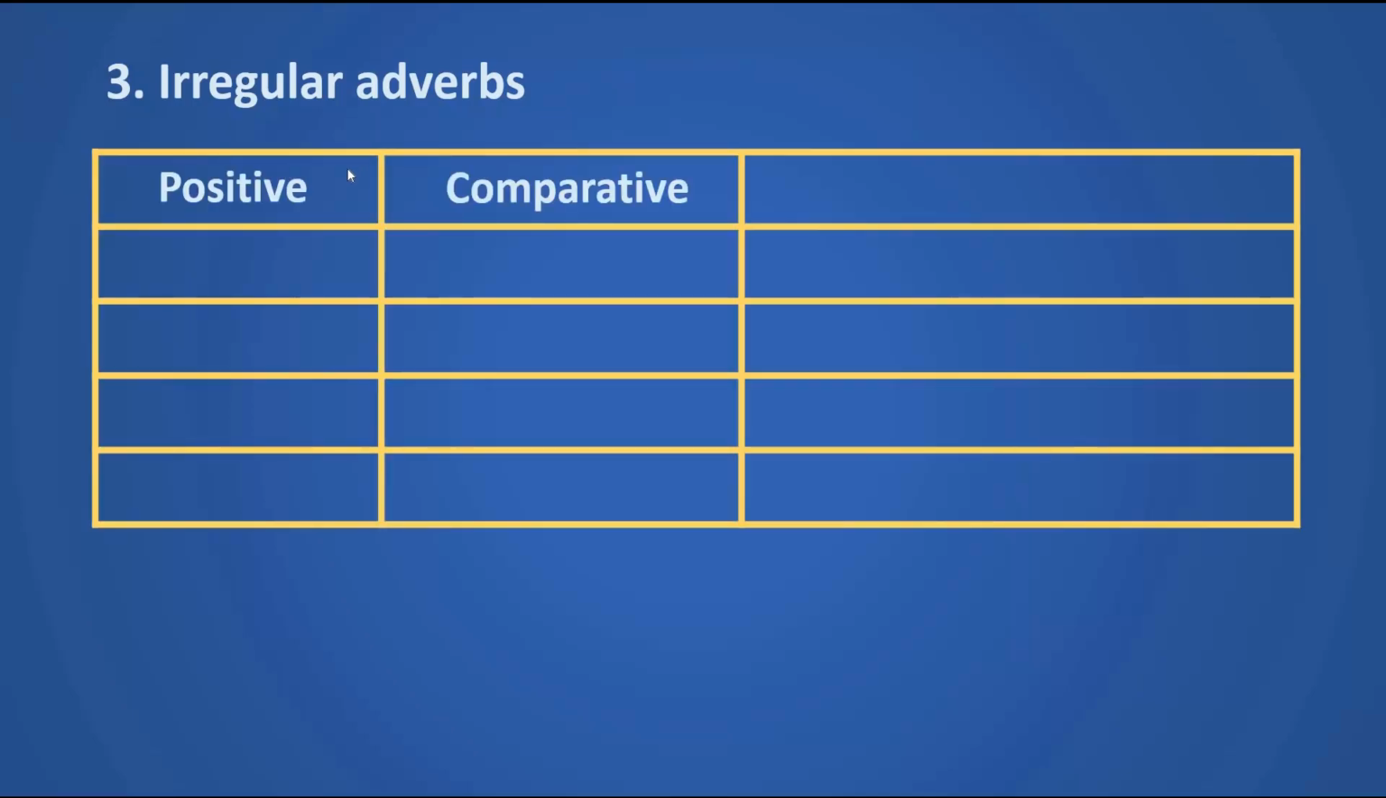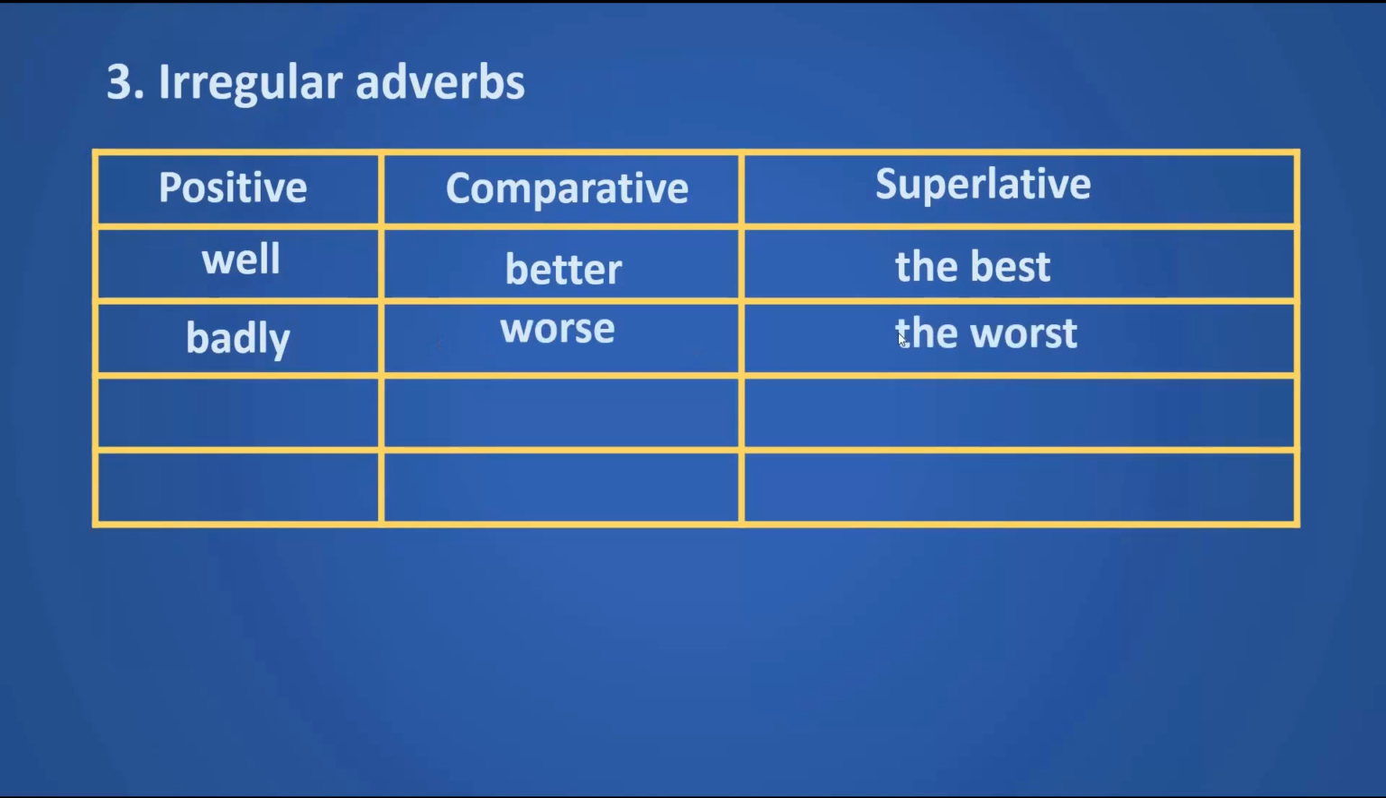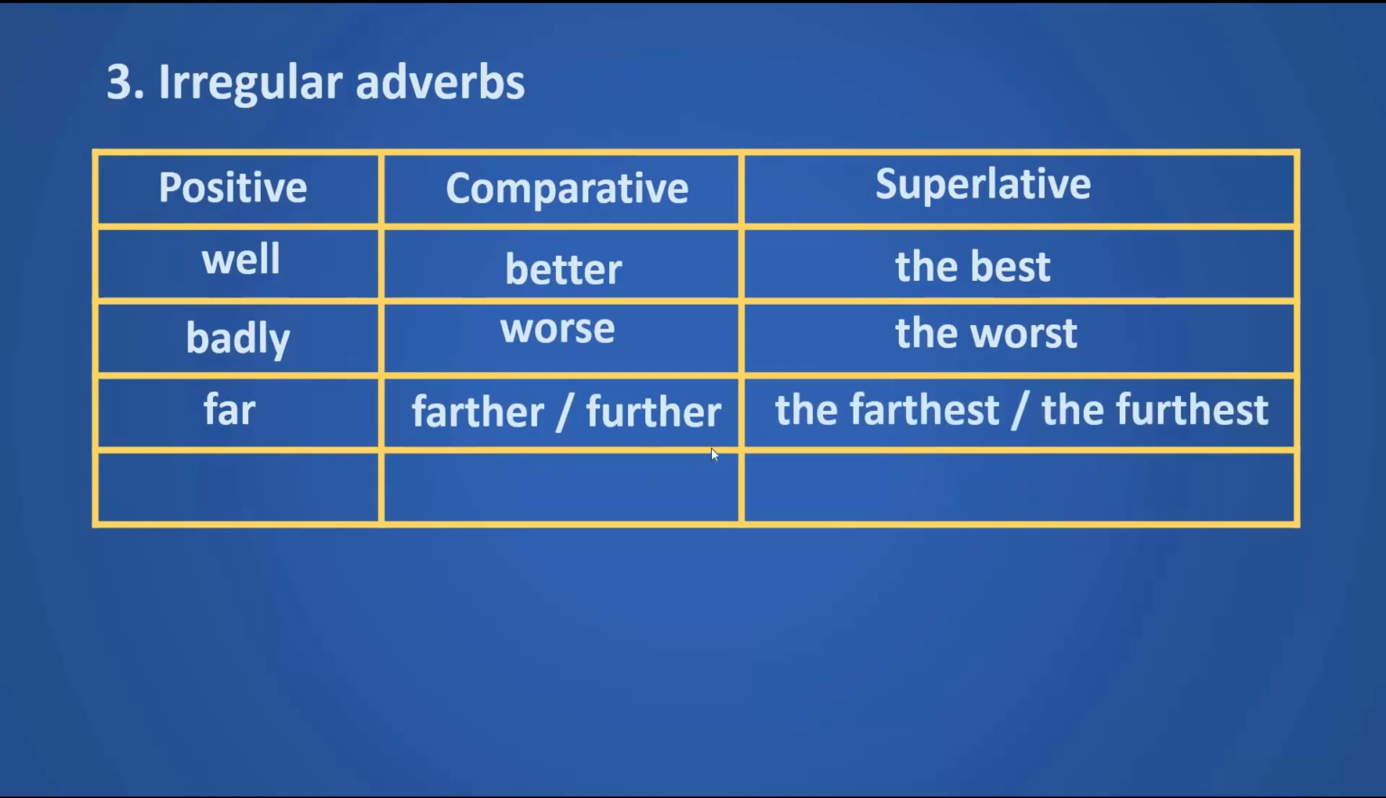Number 3, irregular adverbs. Let's look at the table. Positive, comparative, superlative. We have well, better, the best. Badly, worse, the worst. Far, farther, the farthest. Much, more, the most.